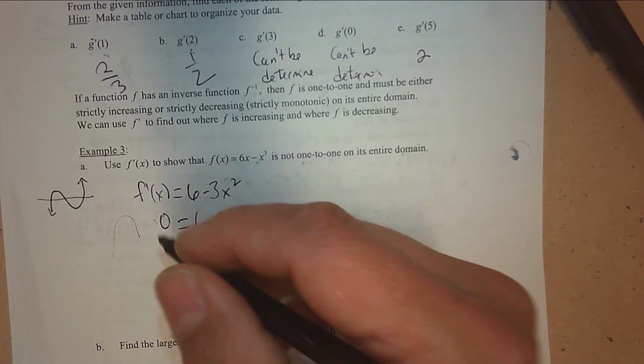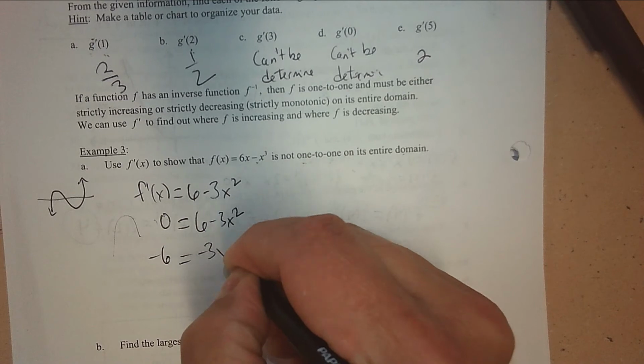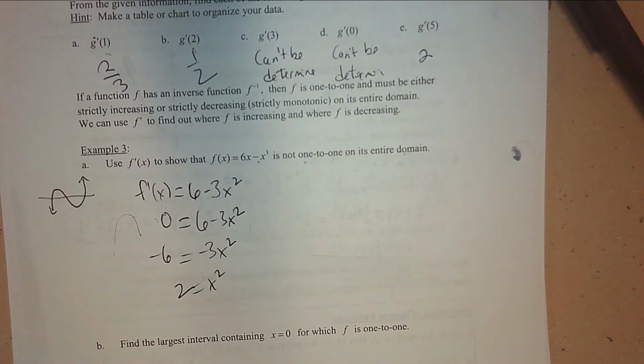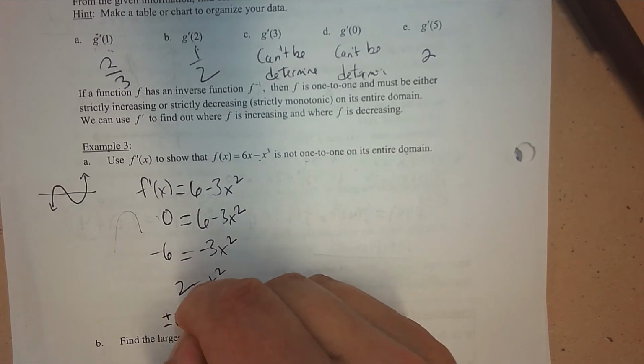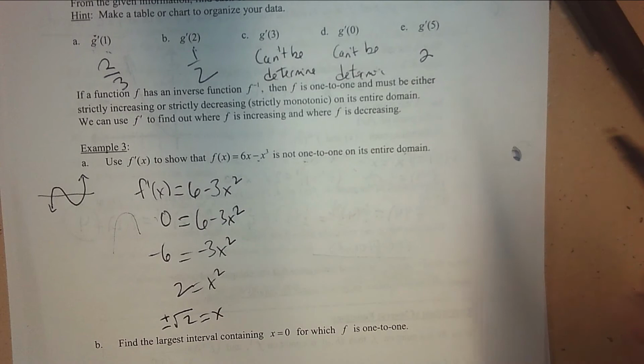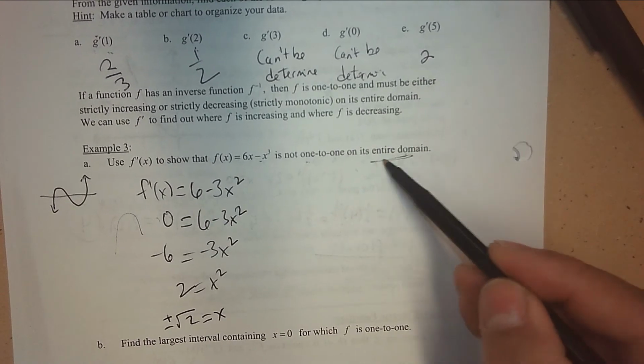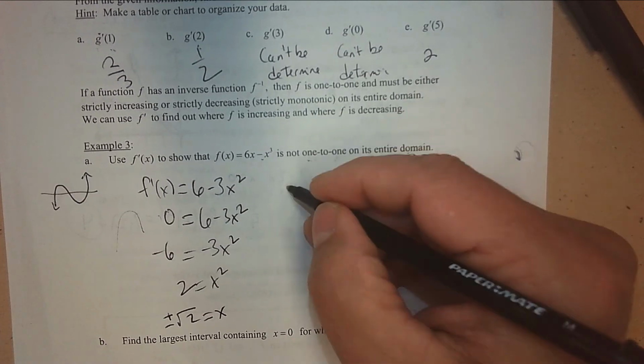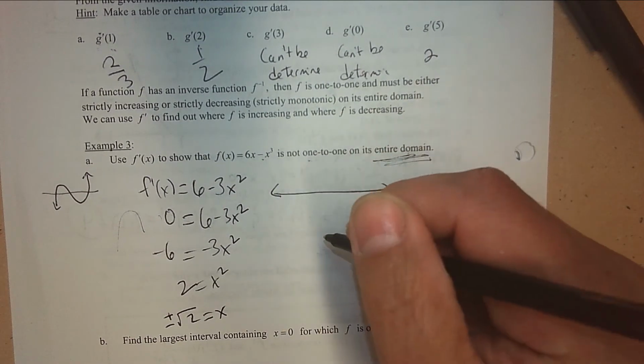So how would you solve for x? Subtract 6? That's what I would do. What would you do next? Divide, and negative 6 divided by negative 3 is, and then how do you undo that? And make sure it's positive and negative. Check the domain restriction. It says the entire domain, so both positive and negative root 2 we're going to look at. Draw first derivative number line.